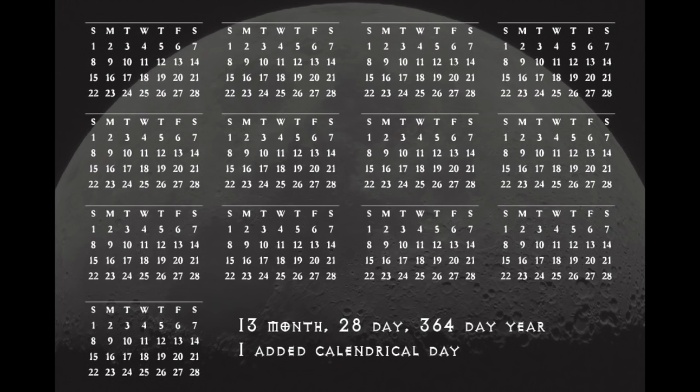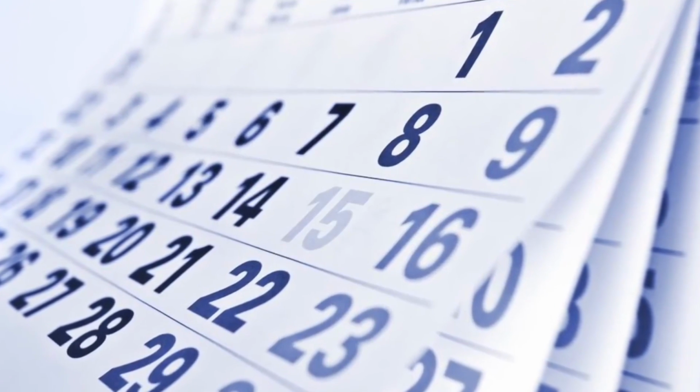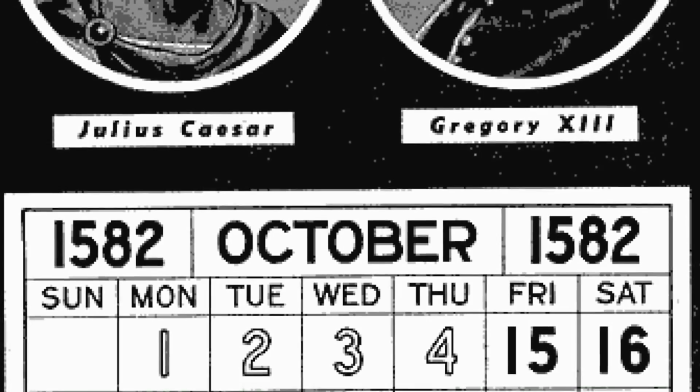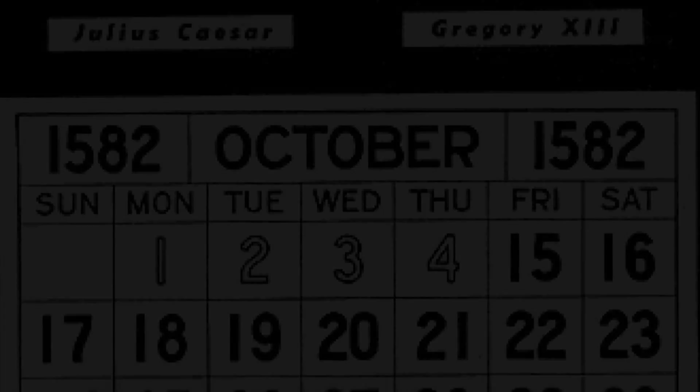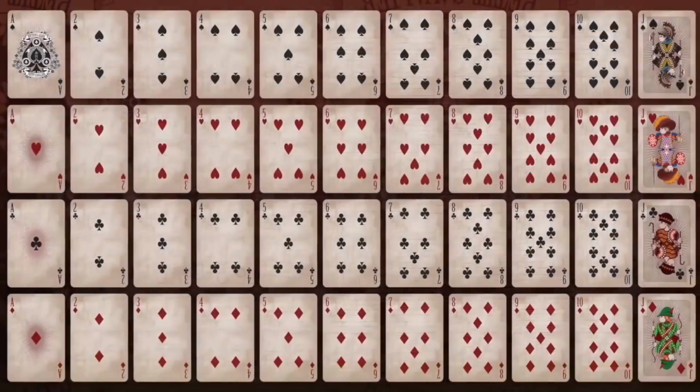The brilliance and simplicity of this calendar is that every day and month is the exact same as the previous year, something amiss in our current Gregorian calendar. The mathematics of this calendar is found cleverly encoded within the popular Mayan Chichen Itza temple, as well as in the common deck of cards.